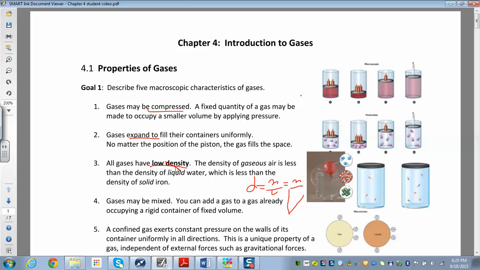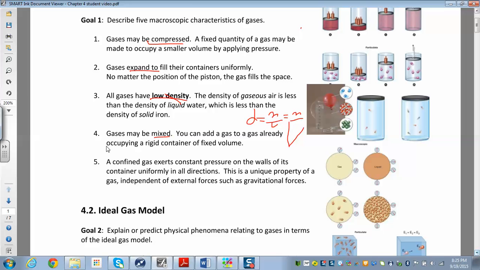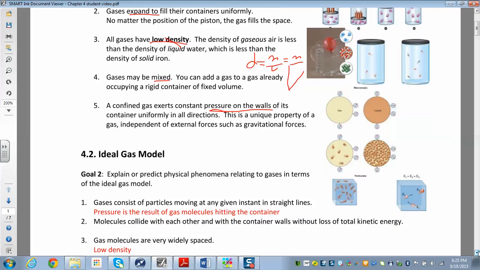You can mix gases. Air is just a mixture of gases. So gases like to mix. And then gases are going to exert a certain amount of pressure on the walls of their container. So they're going to exert some pressure here on the wall. We're going to talk a lot about gas pressure. We're going to measure it, and we will be able to convert it from one unit to another. So we'll practice our dimensional analysis.